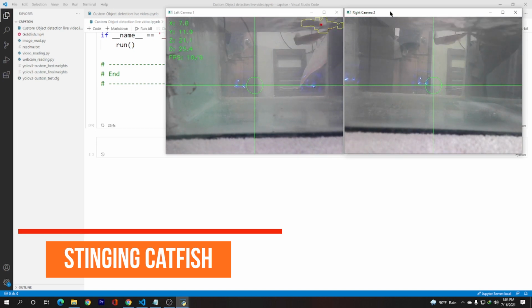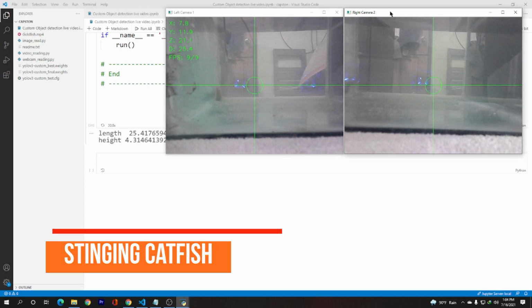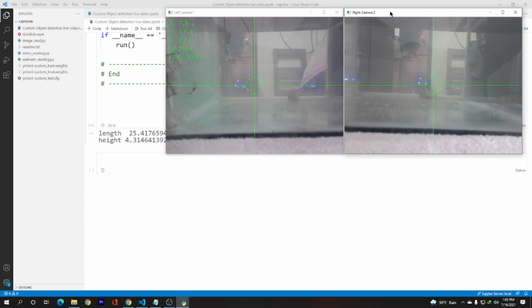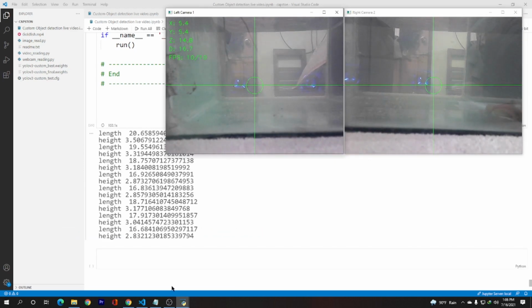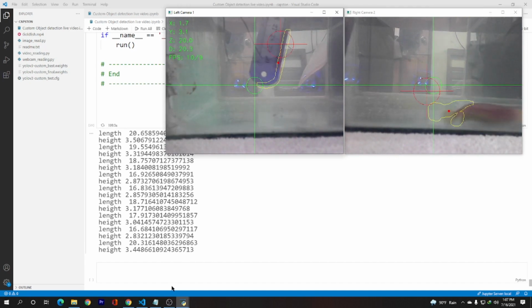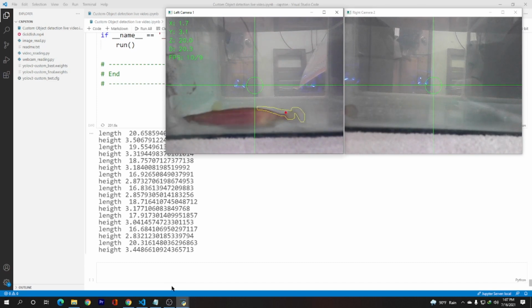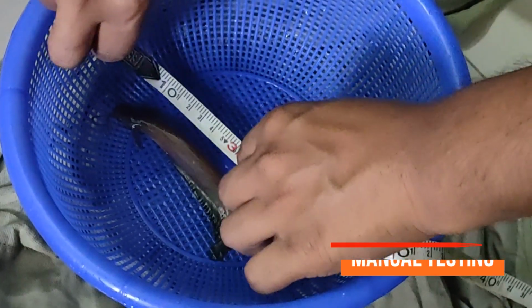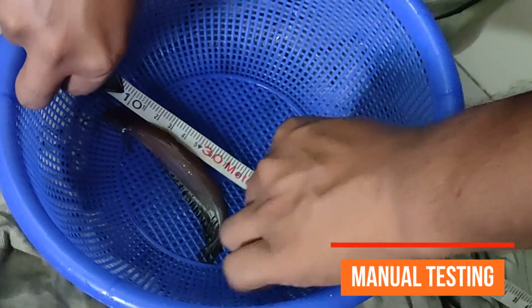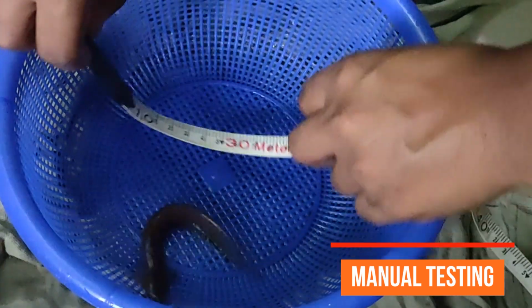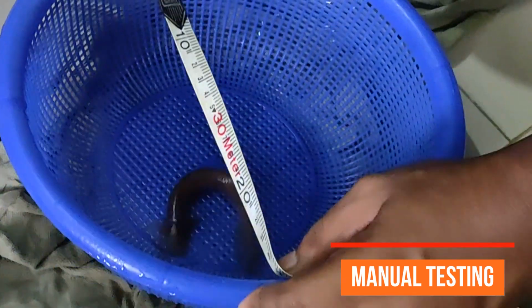This is our another fish sample. Model detect this fish length is about 16 to 20 centimeter and height is about 2.6 to 3.3 centimeter. And manually tested, we found this fish length is 19 centimeter and height is about 3 centimeter.